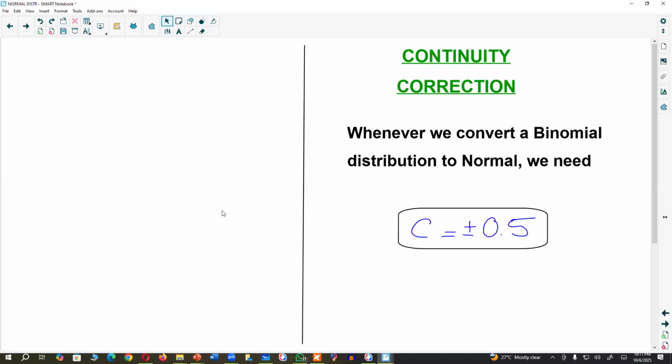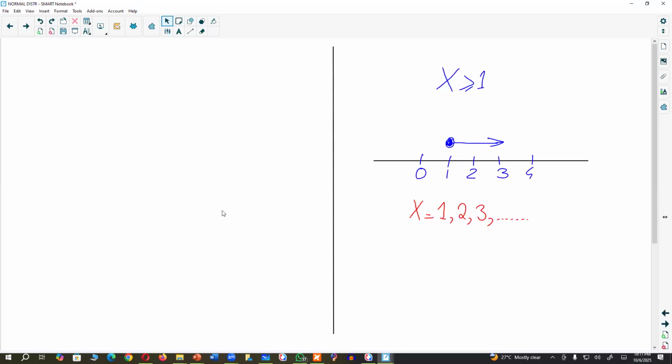Now, whenever you convert a binomial distribution to normal, you need C. C is a continuity correction. It is either 0.5 up or 0.5 down. Now look at this. For example, x is greater than or equal to 1. When you're dealing with x greater than or equal to 1, you write it like this: x is equal to 1, x is equal to 2, x is equal to 3.